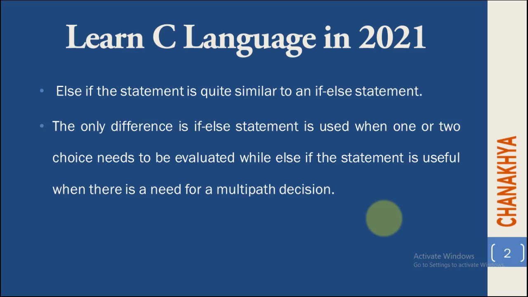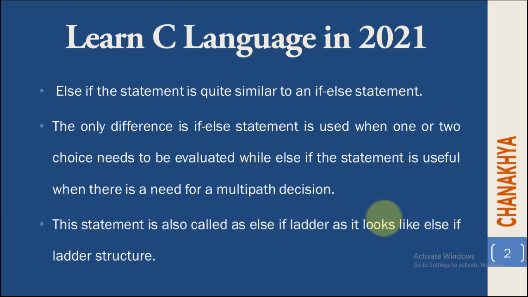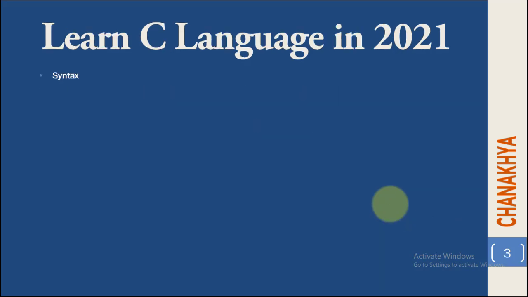Then we have to go with the else if statement in C, and this statement is also called an else if ladder, as it looks like a ladder structure. It forms a ladder structure, that is if, else if, else if, else if, then else. So it just looks like a ladder in the program.